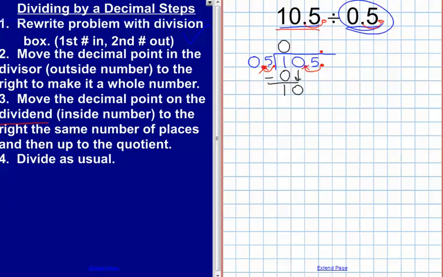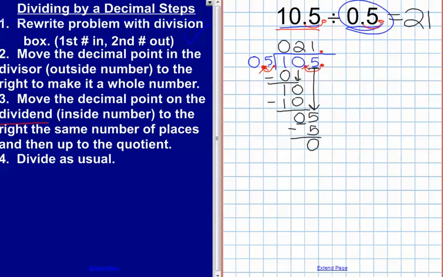Bring down that 1. How many times can 5 go into 10? It can go into it 2 times. So 5 times 2 is 10. Subtracting, I get a 0. Even though I have a 0 here, I'm not done yet with the problem. I can't stop just because I end up with a 0. I have this 5 that still needs to be brought down. How many times can 5 go into 5? 1 time. Subtract the 5. I end up with 0. Since there are no other numbers to be brought down, I know I'm done with the problem. So the answer to 10.5 divided by 0.5 equals 21.